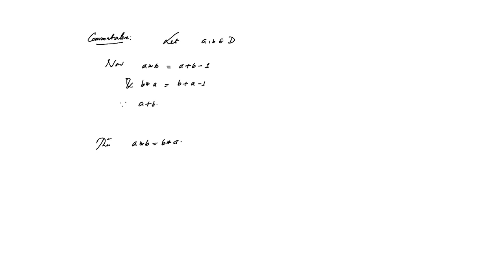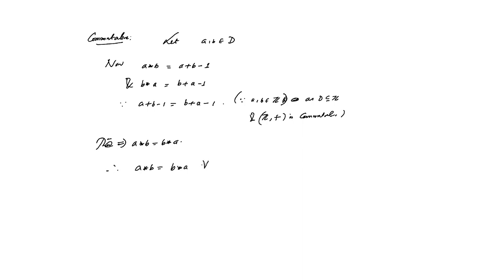Now, since a plus b minus 1 for integers is exactly equal to b plus a minus 1, since a, b both are integers, because D is a subset of Z, and addition in Z is commutative, obviously we can write a star b equals b star a for all a, b belongs to D. So thus we can conclude D with this operation star is a commutative group, because it satisfies all the properties: closure, associative, identity, inverse, and the commutative law.